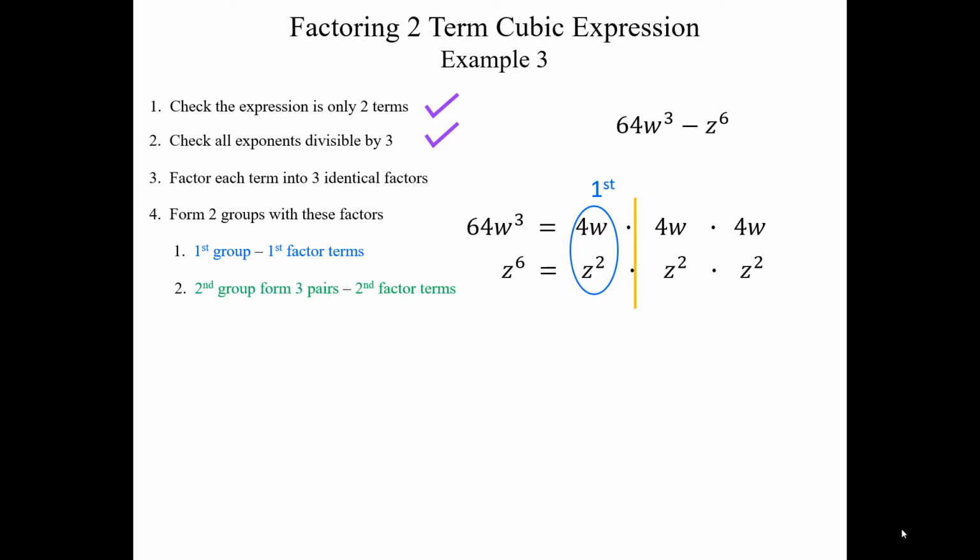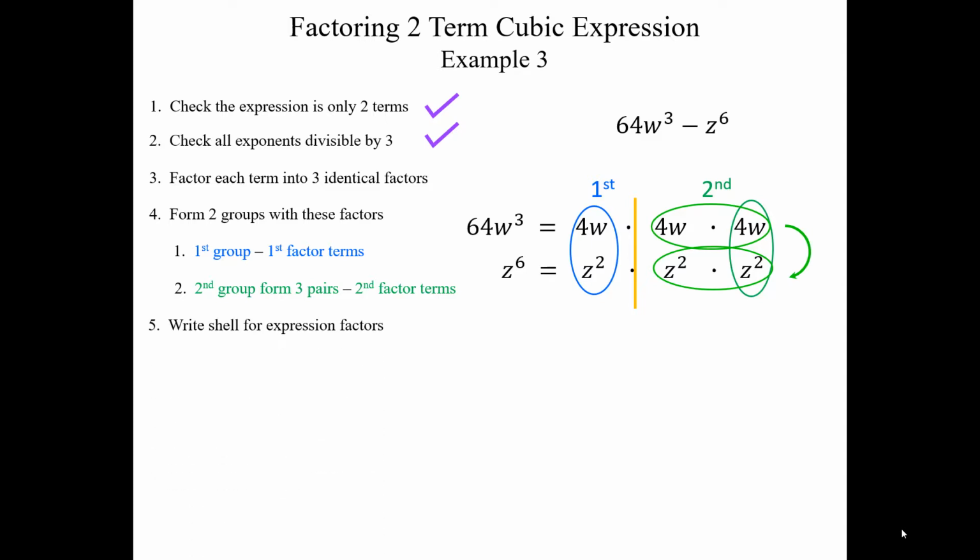Our second group, we're going to form three pairs, and the pairs will then be the terms in the second factor for the expression. So starting at the top, we'll circle the 4w and the 4w. And moving clockwise, we'll circle 4w and z squared. And last, we'll circle z squared and z squared.